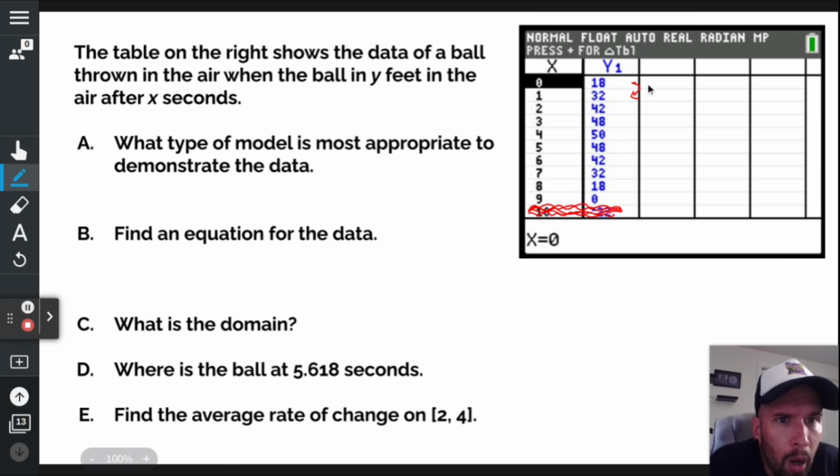So what did I do? I added 14. I added 10. I added 6. I added 2. I subtract 2. I subtract 6. I subtract 10. I subtract 14. I subtract 18. It is not linear. Is it quadratic? Plus 4.